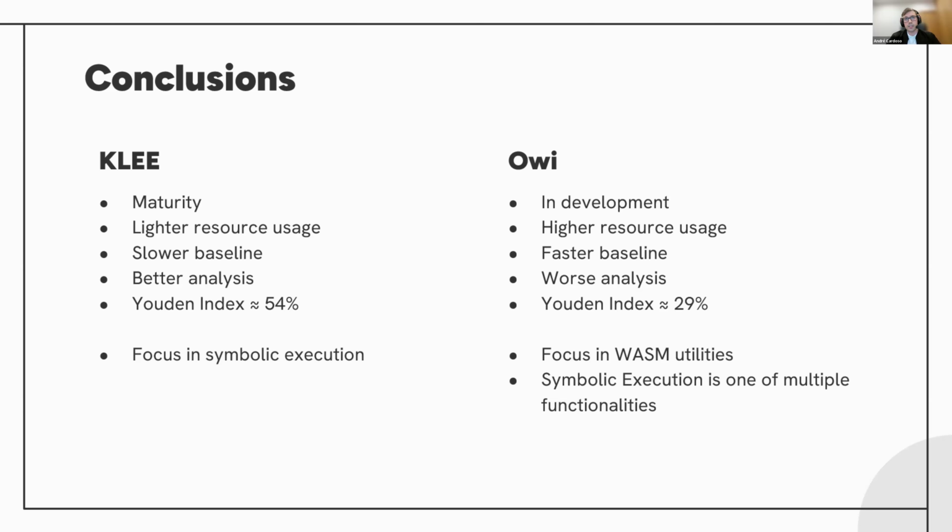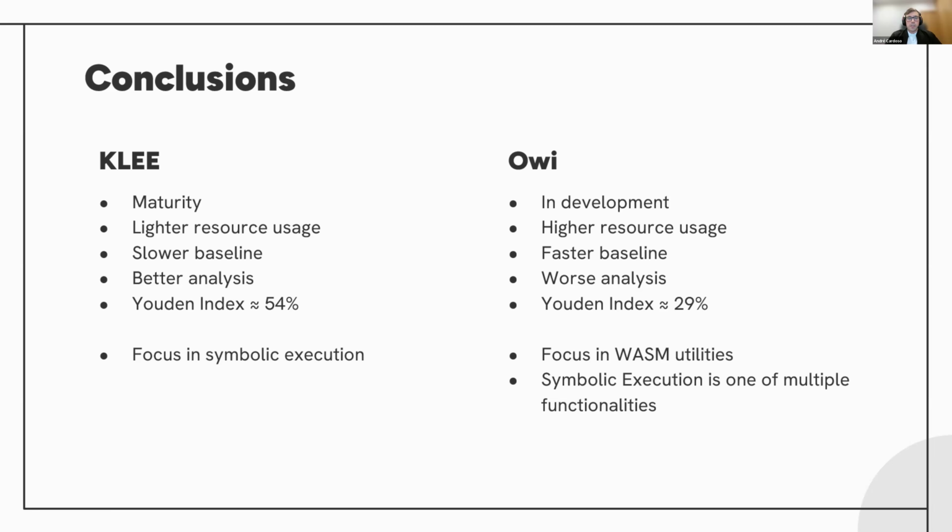CLI showed a lighter resource usage, a slower baseline. Despite that, it's probably because it prepares the scan with more information than OE does. That leads to a worse analysis by OE and a lower detection rate, which then leads to a lower index of UDAN. CLI has a 54/29 of OE.